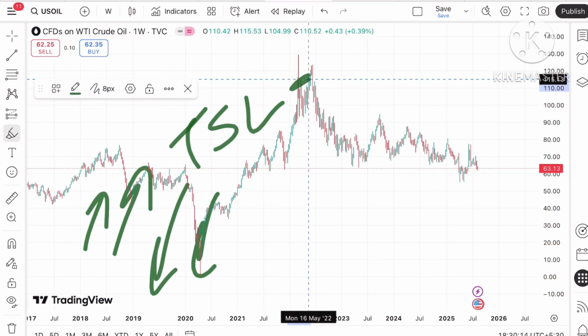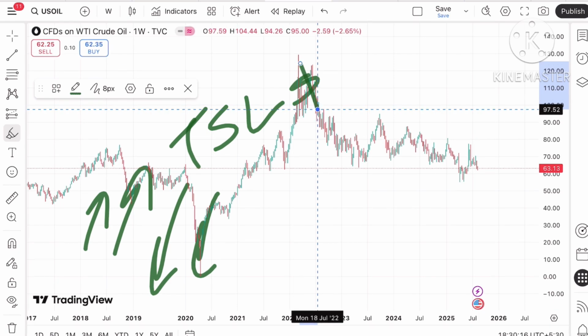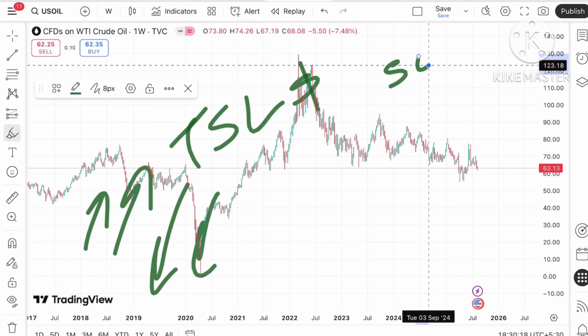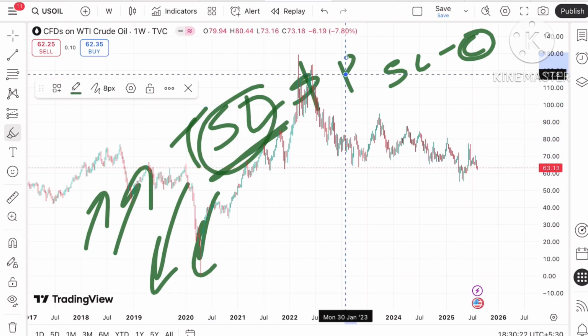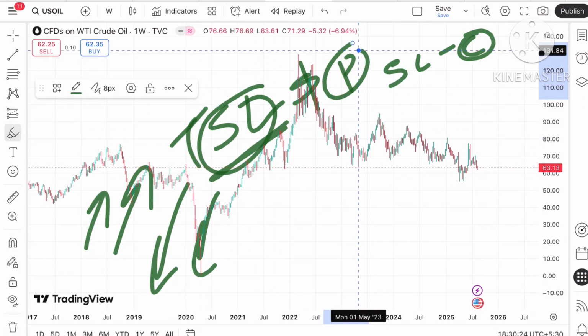So in order to reduce the uncertainty, try to put your SL whenever you start to trade, and once you are in profit, try to trail the SL so your profit will be safe. These two things you have to do.